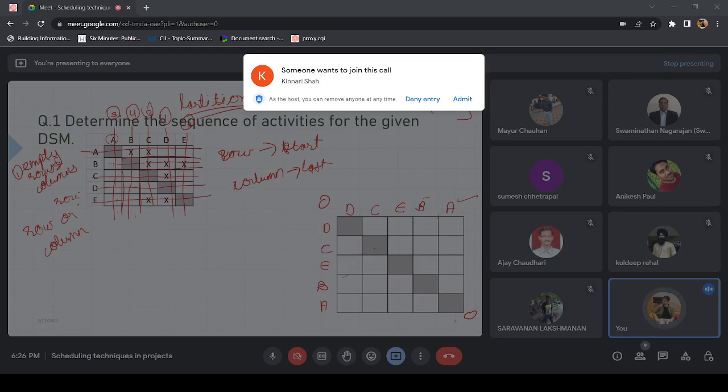Okay, so now let's put the X marks. I mean, we have sequenced them, but the relationship is missing from this DSM, right? So let's put the cross marks. D gives information to B, C, and E. Similarly, C gives information to A, B, E. E gives information to B only. B gives information to A. Right?